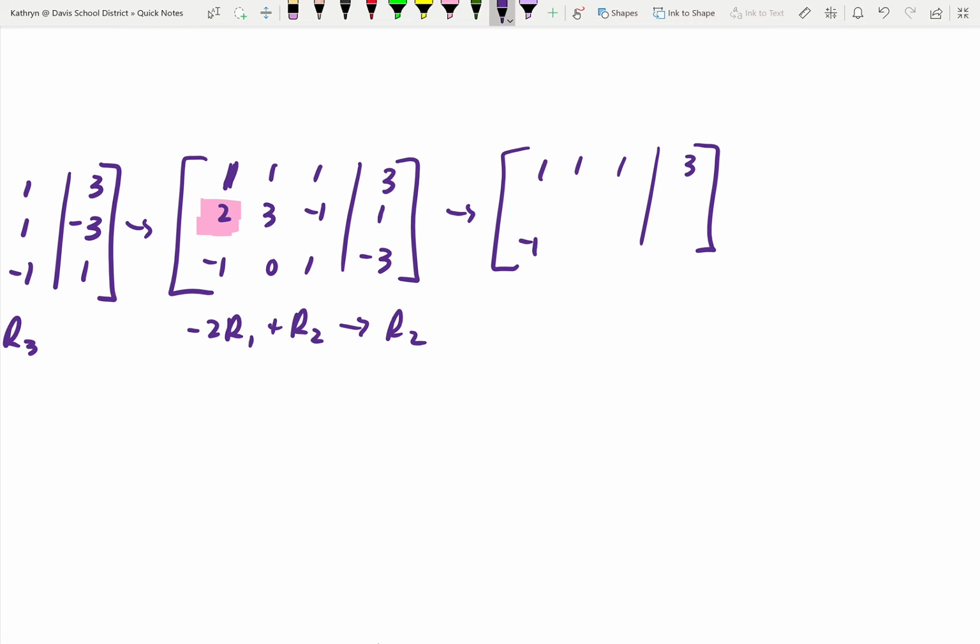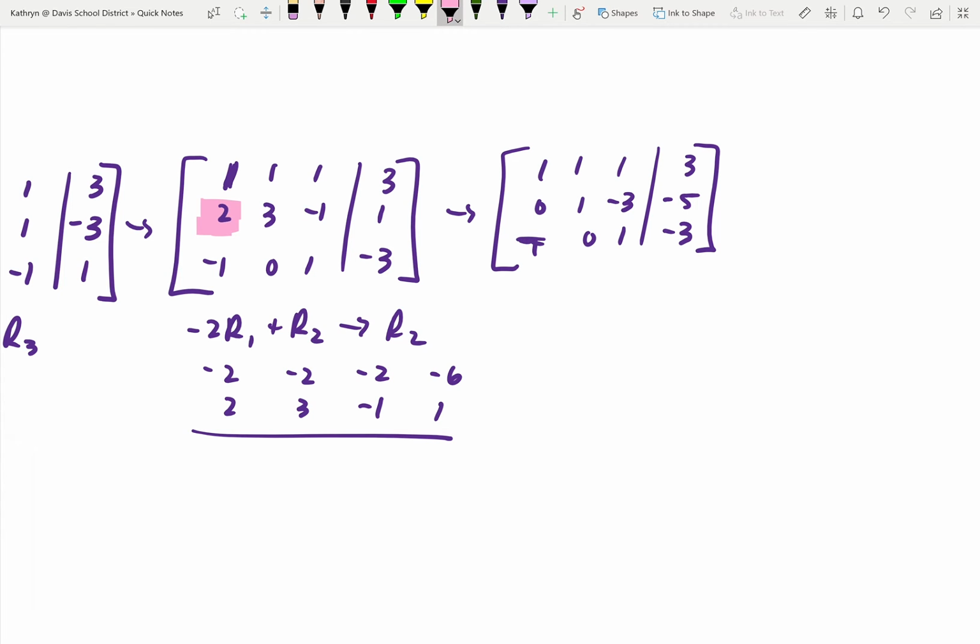Row 3 doesn't change. -2 times row 1 is -2, -2, -2, -6. Write row 2 underneath it. Add those together and you get 0, 1, negative 3, negative 5. Now I need to get a 0 here, and that was a negative 1.